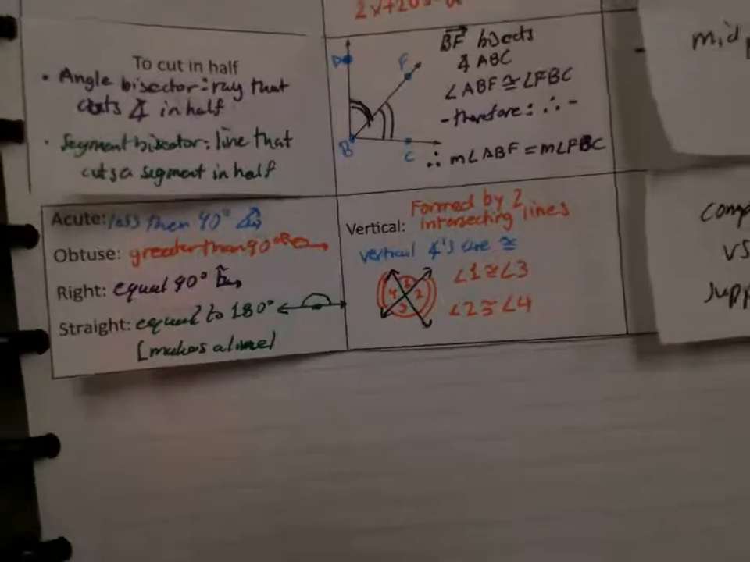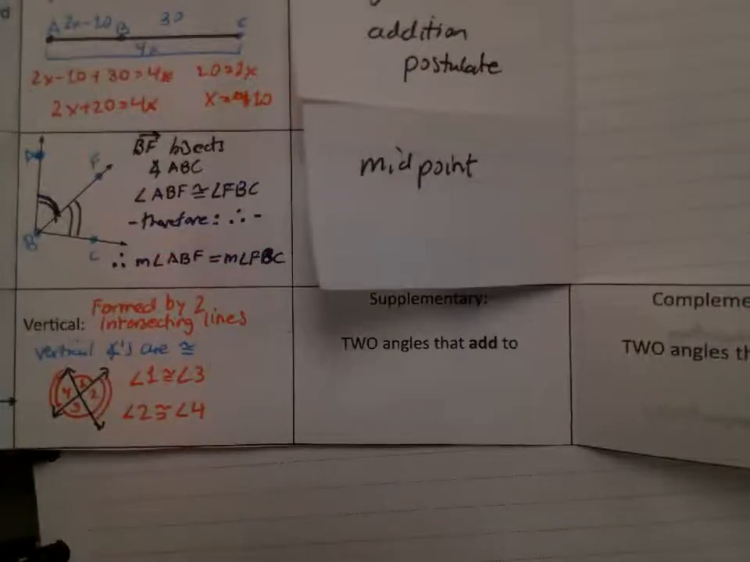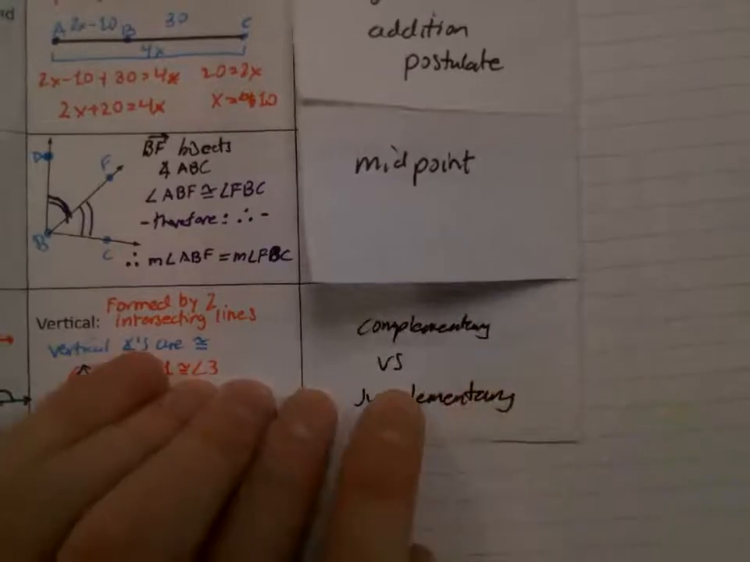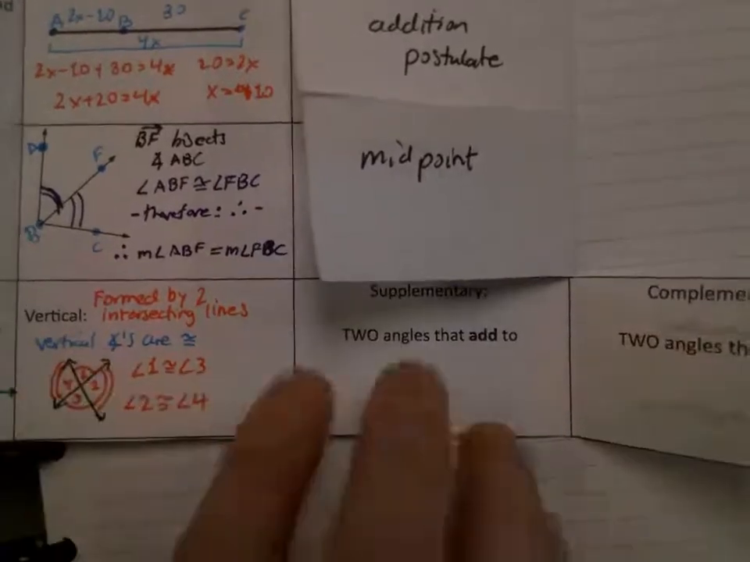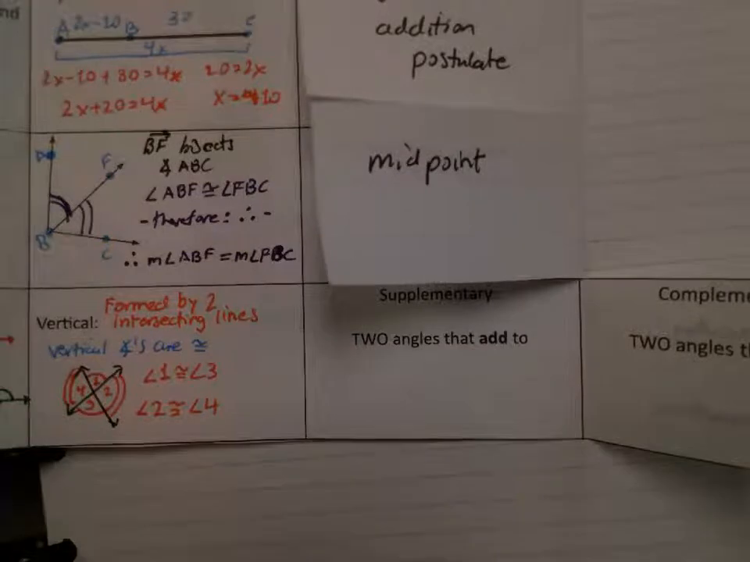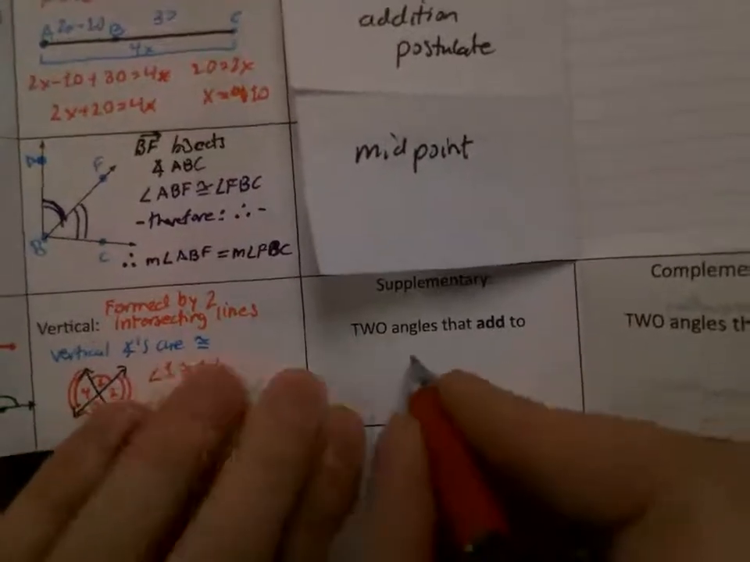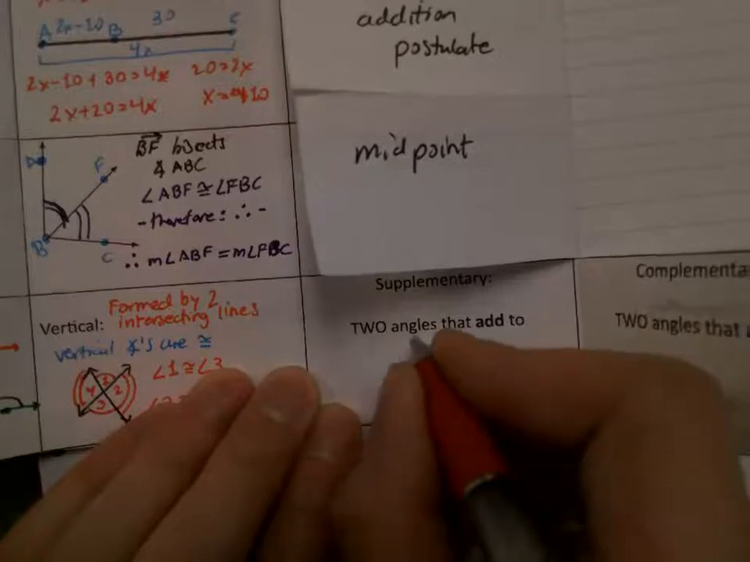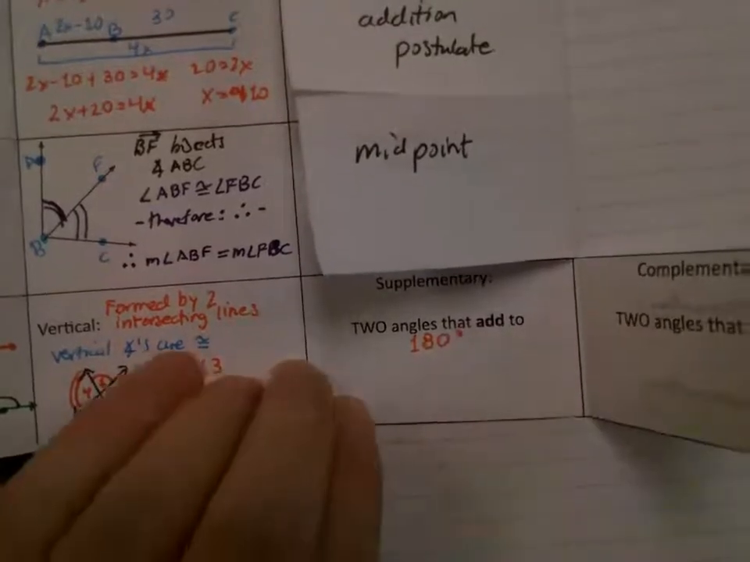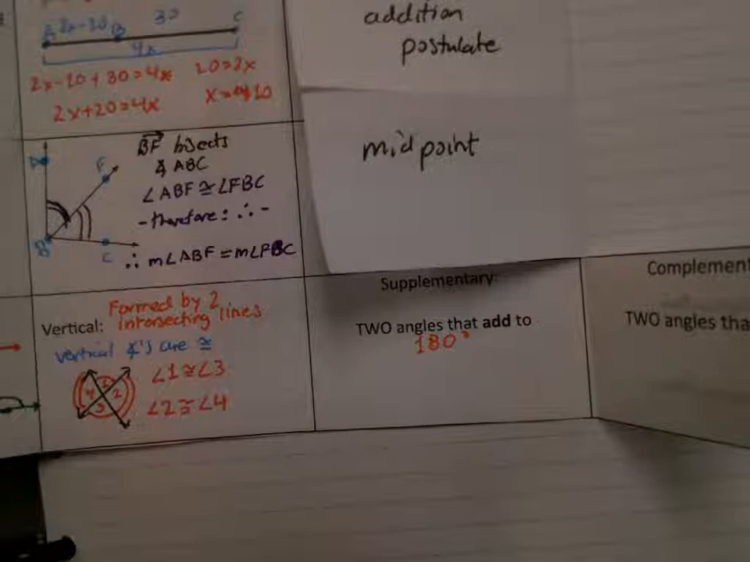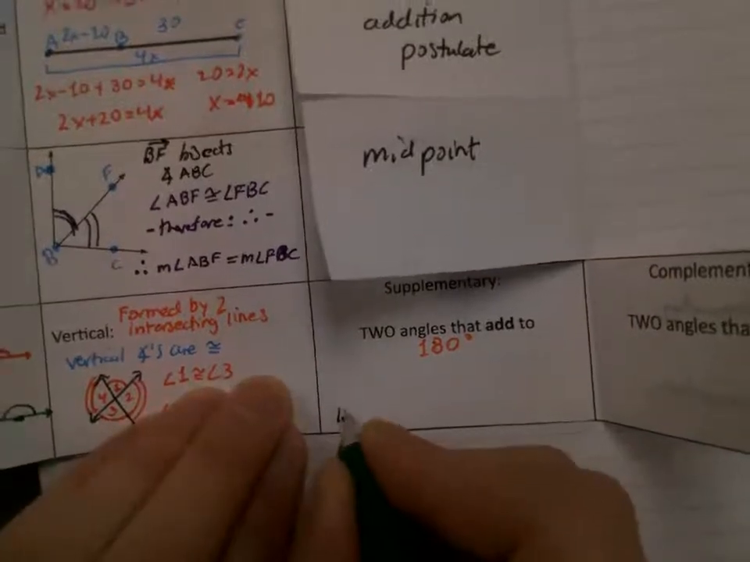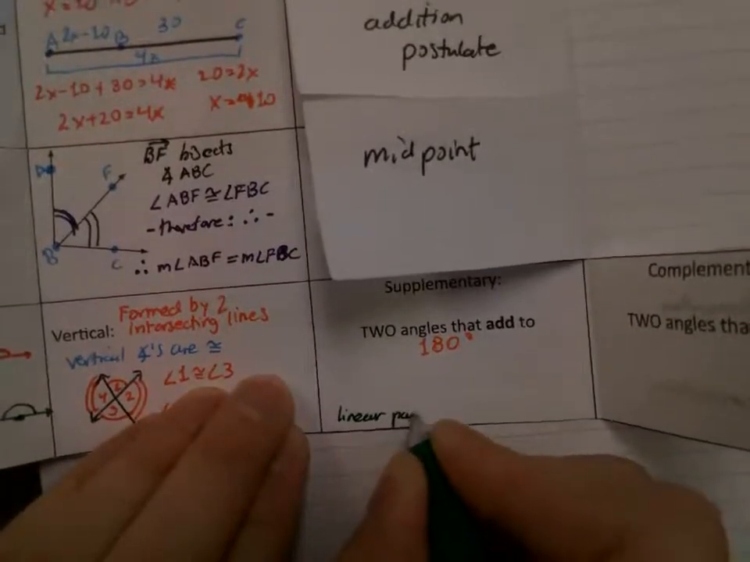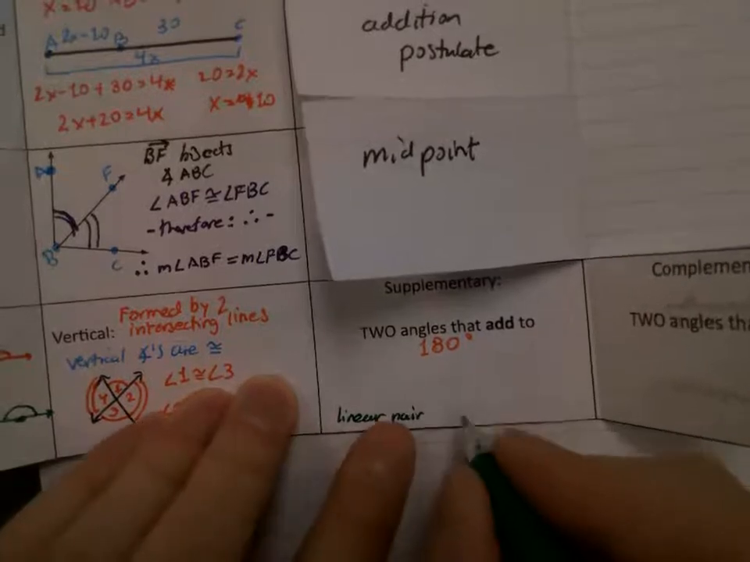Now, there are, of course, complementary versus supplementary angles. I cannot tell you how much people mess this up, so please pay attention here. Supplementary are two angles that add to form 180 degrees. There are two types that usually you will get: either a linear pair or a nonlinear pair.